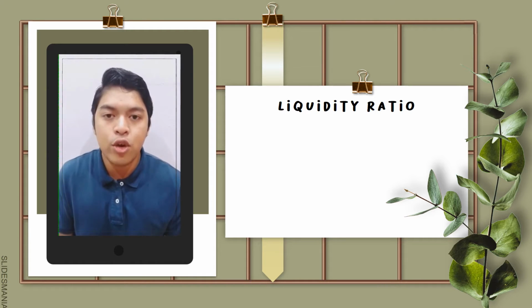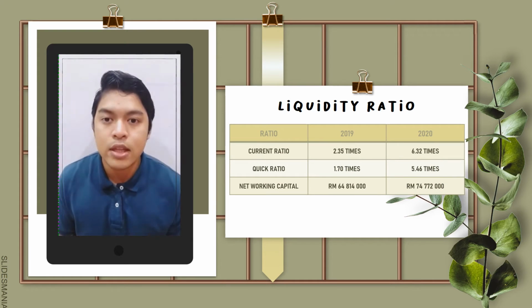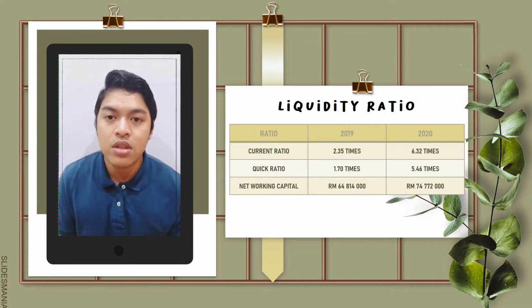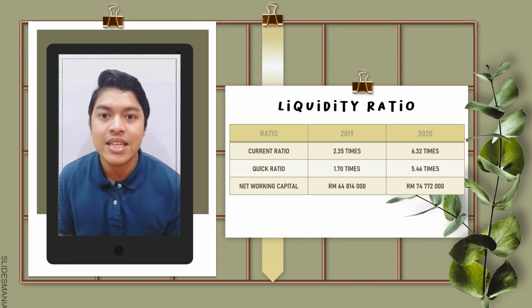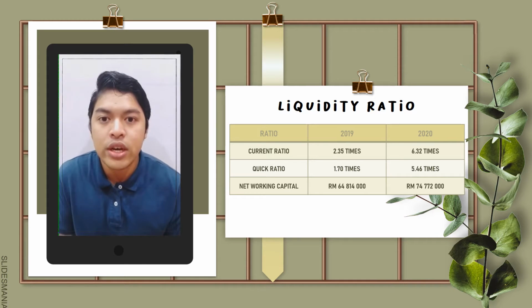Assalamualaikum. I will explain about the analysis of ratios, which is the liquidity ratio. Firstly, the current ratio of the company in year 2020 is 6.32 times, which is higher than the current ratio in year 2019, which is 2.35 times. This indicates that the company has higher potential to satisfy its short-term obligations and will not have difficulty paying its current liabilities when the need arises.